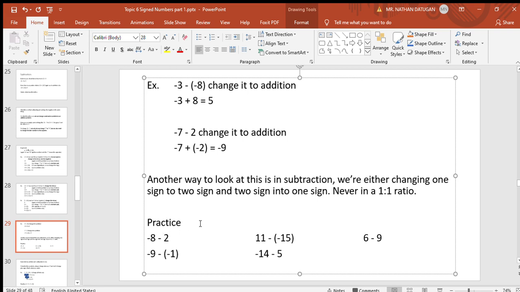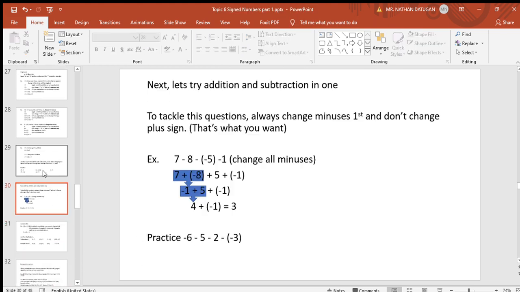So I want you guys to have some practice. Here are some practice problems. You can pause here, but let's move on. Now let's try addition and subtraction in one problem.